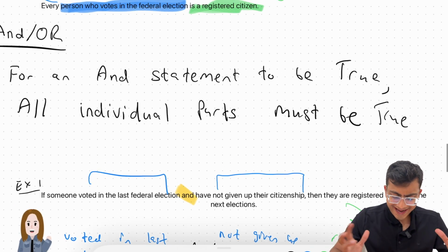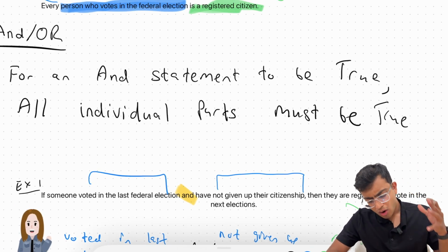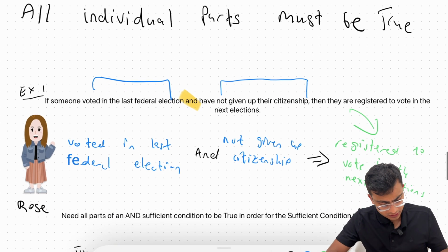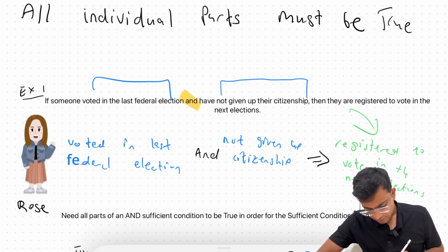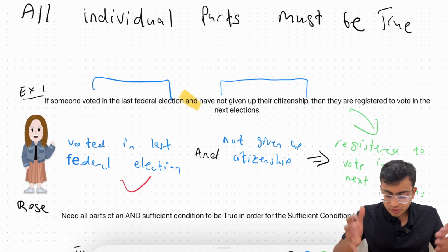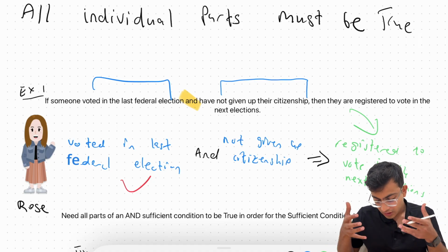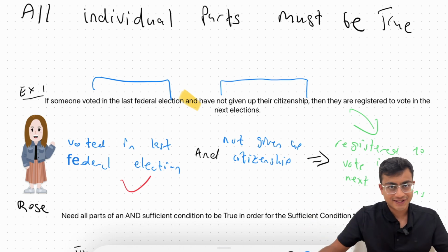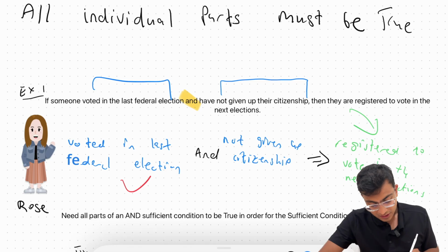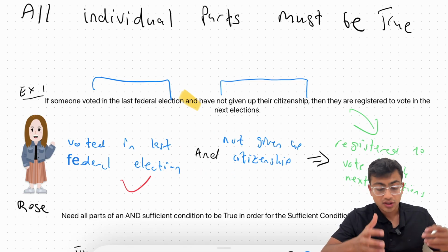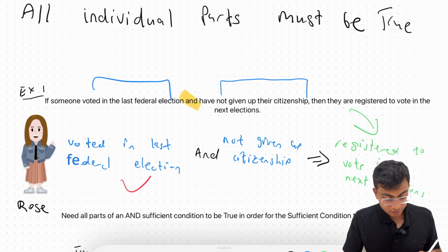Now, for an "and" statement to be true, all individual parts of it must also be true. So let's say we have Rose. And Rose comes and tells you, hey, I voted in the last federal elections. You cannot conclude that she is registered to vote in the next elections, because what if she gave up her citizenship? Remember, we have an "and" in the sufficient condition. The sufficient condition is not true if Rose just tells you that, hey, I voted in the last federal elections.